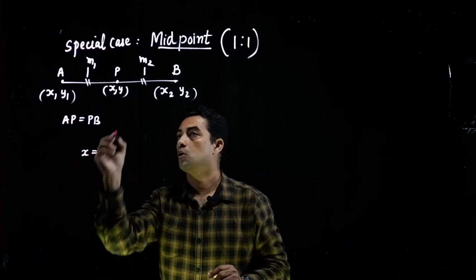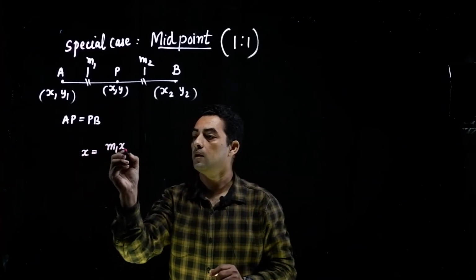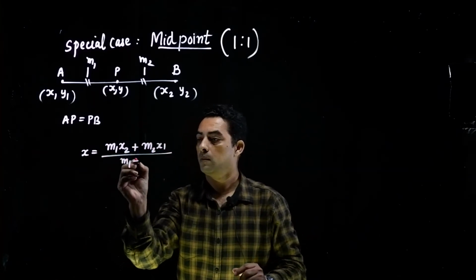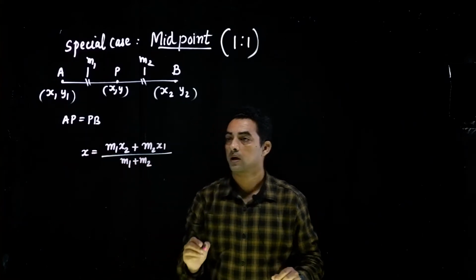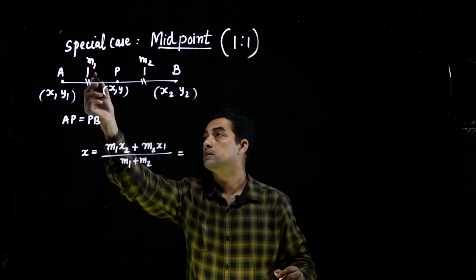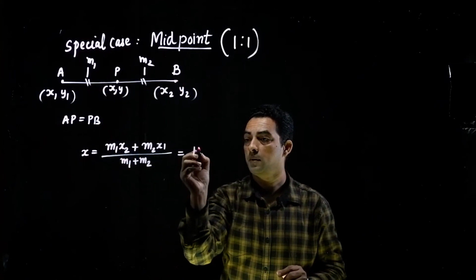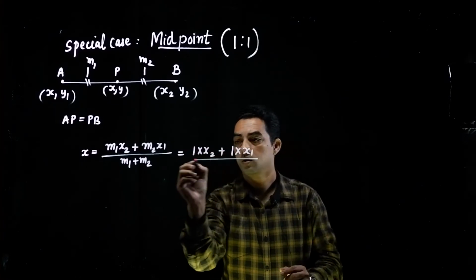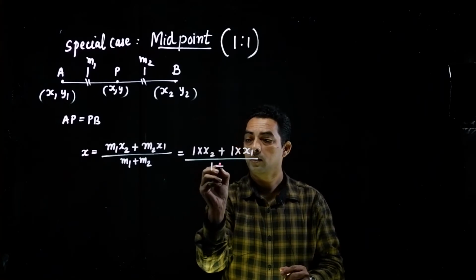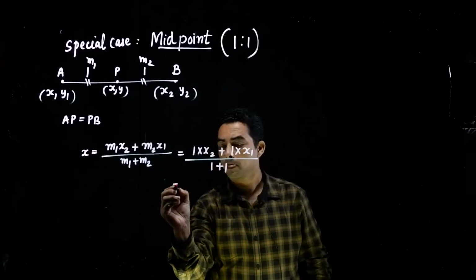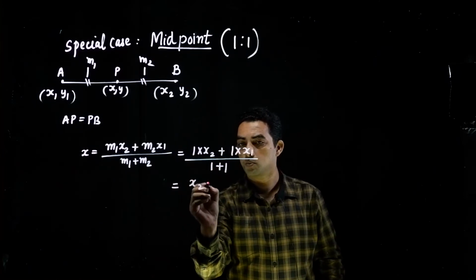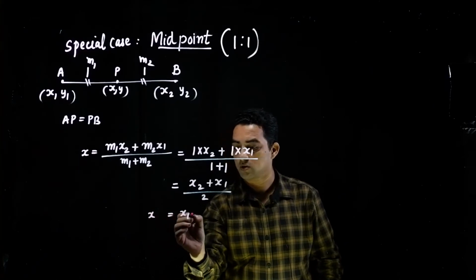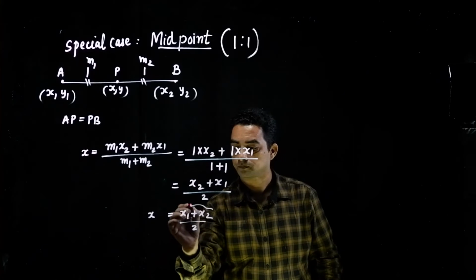We all know that for the x coordinate, the formula is (m1 x2 + m2 x1) upon (m1 + m2), right? Here m1 is 1 because it is for midpoint, so it will be 1 multiplied by x2 plus 1 multiplied by x1, whole divided by 1 plus 1, right? So it will be (x2 + x1) over 2, or let us make it very simple. The x coordinate is (x1 + x2) by 2.